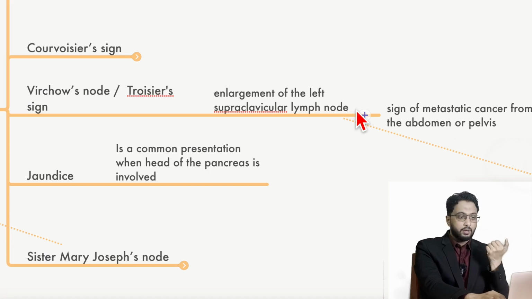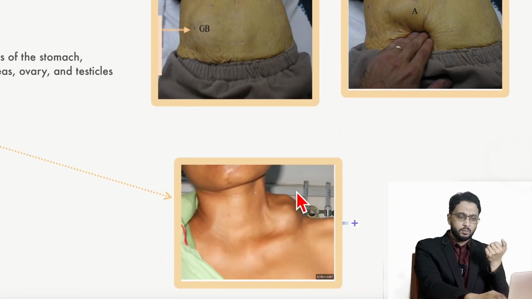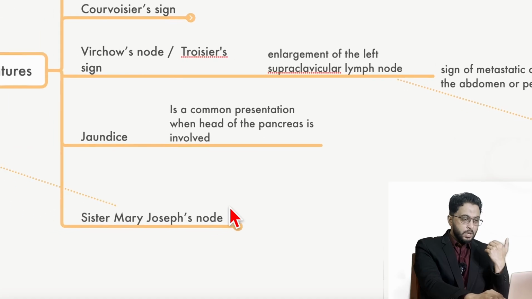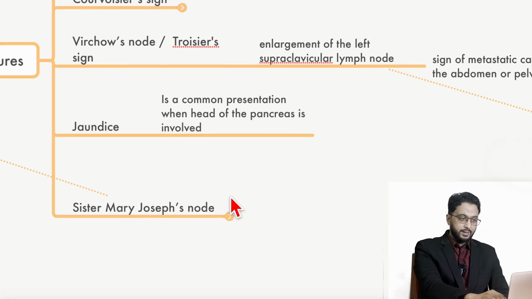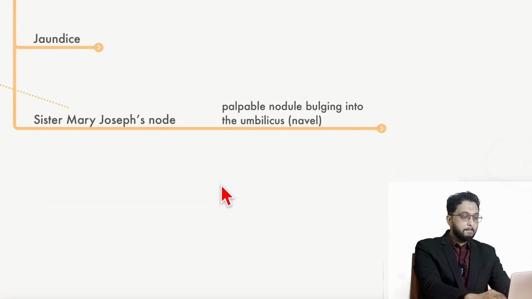Similarly, supraclavicular is more towards the abdomen. Now, isn't it your cervical nodes? Yes, it comes under that, but more towards your submandibular and sublingual lymph nodes is where you get your oral cancer spread. Anyway, that is one thing. Then jaundice is a common presentation, as I've told you, in cancer of the head region. I'm not going into details of that right now. Let's close it. Now, finally, Sister Mary Joseph node.